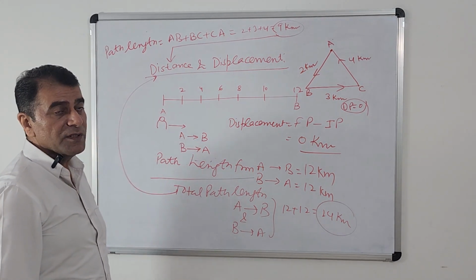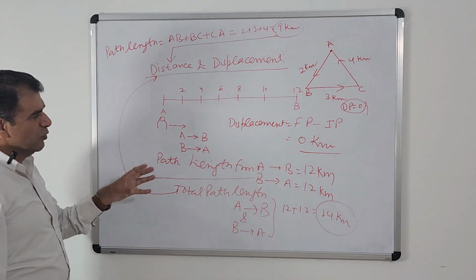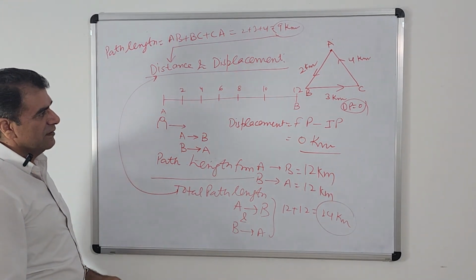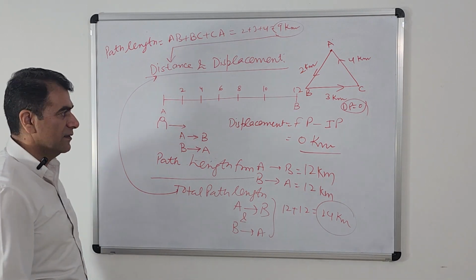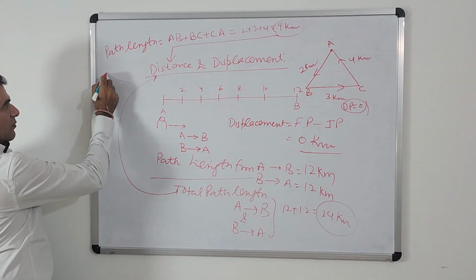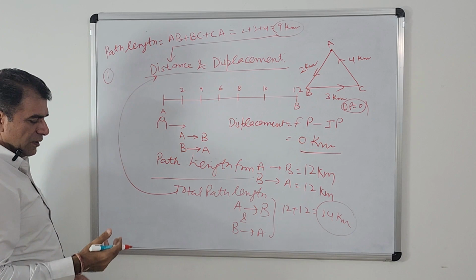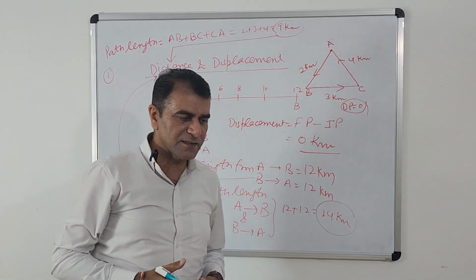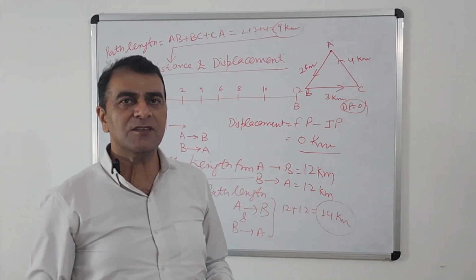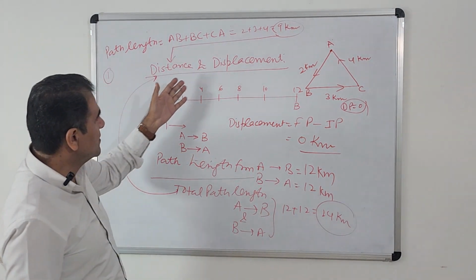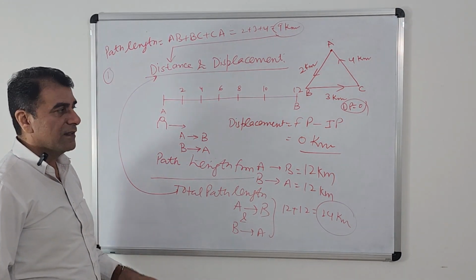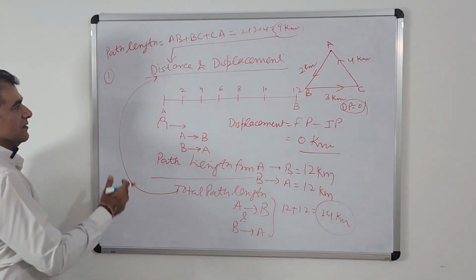From this we conclude that there are 3 to 4 major differences between distance and displacement. Let me tell you. Number one, when you are given a question like this, state 4 differences between distance and displacement, you simply have to give this example, right? Then you can state the differences.